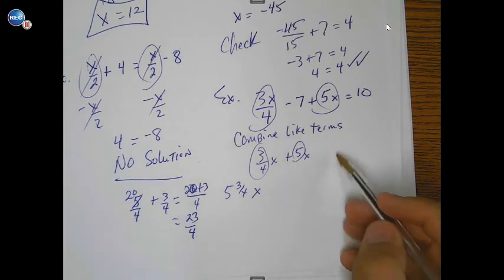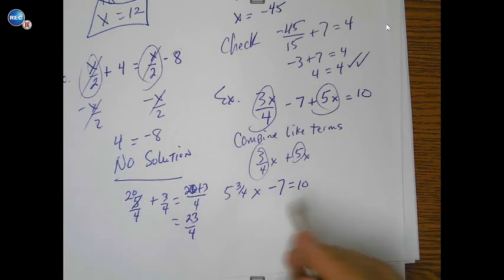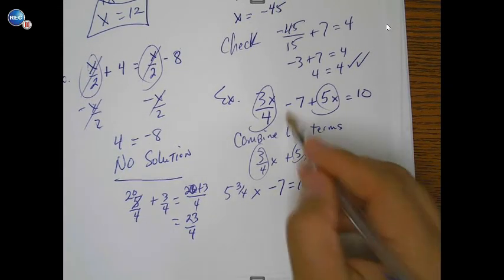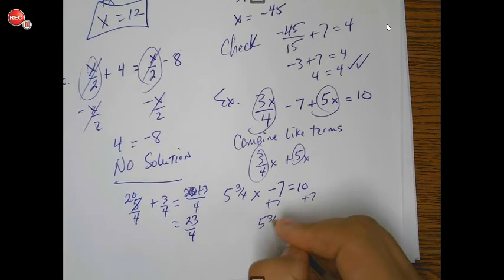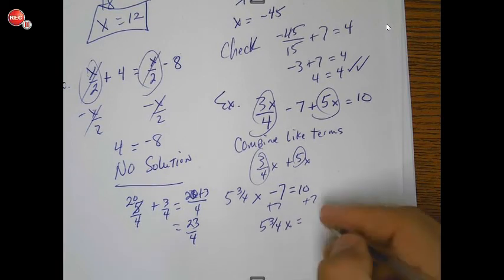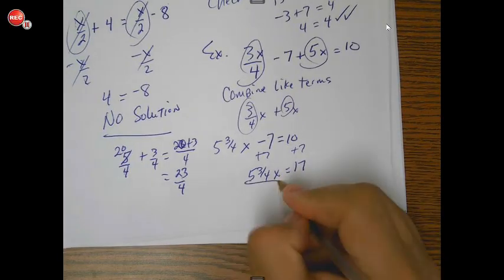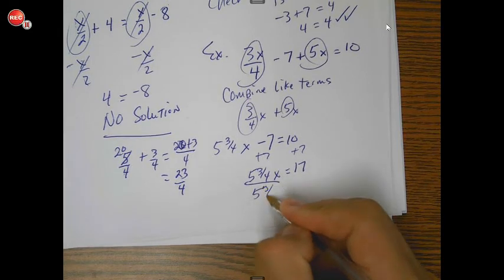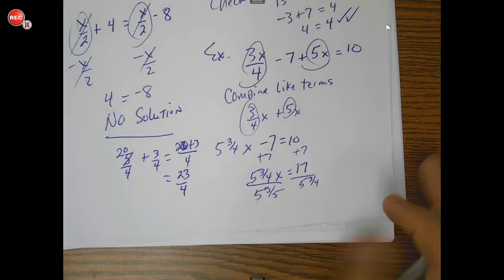All right, so back to this. 5 3/4 x minus 7 equals 10. Now I want to isolate the term with the variable. That means I'm going to add 7 to both sides. So 5 3/4 x is equal to 17. To undo whatever they're doing, I'm going to divide by 5 3/4. 17 divided by 5 3/4. That's an ugly complex fraction.